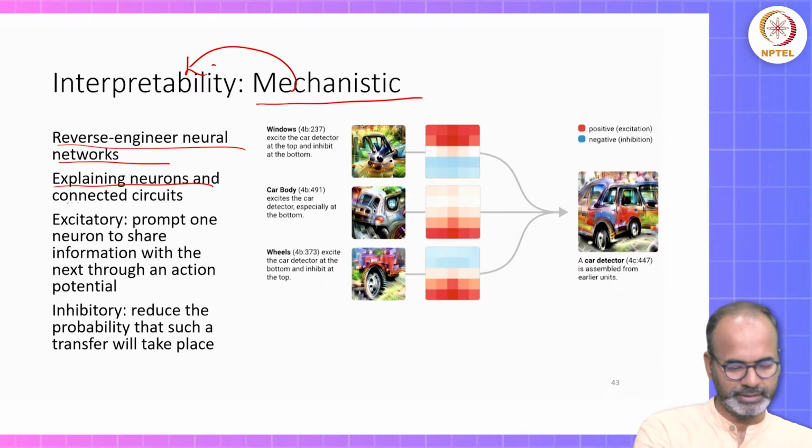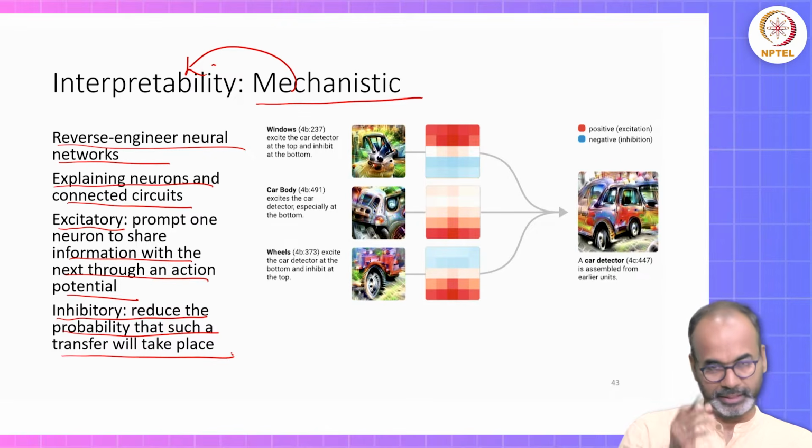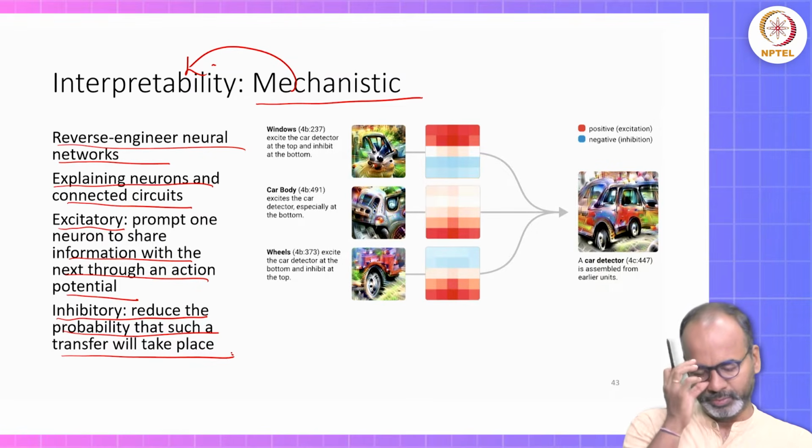Explaining neurons and connected circuits, there are two modes in which it works. One is excitatory, which prompts one neuron to share information with the next through an action potential. The other one is inhibitory, which reduces the probability that such a transfer will take place, right? So let me go through what that means.